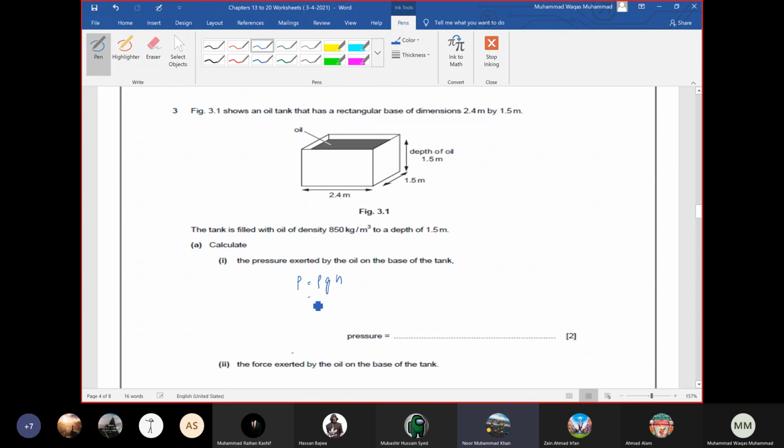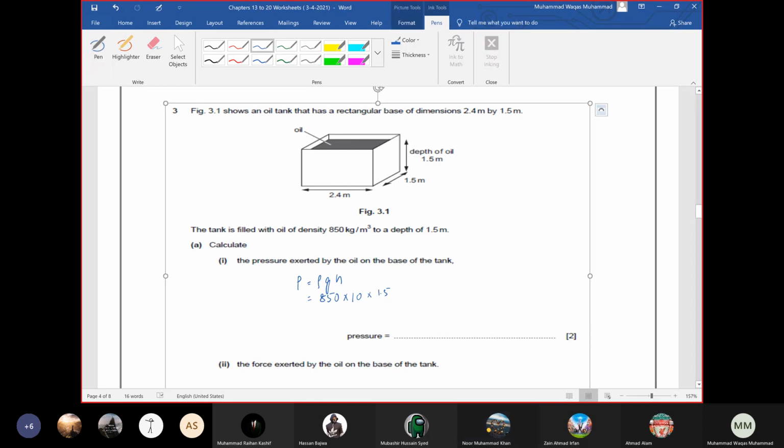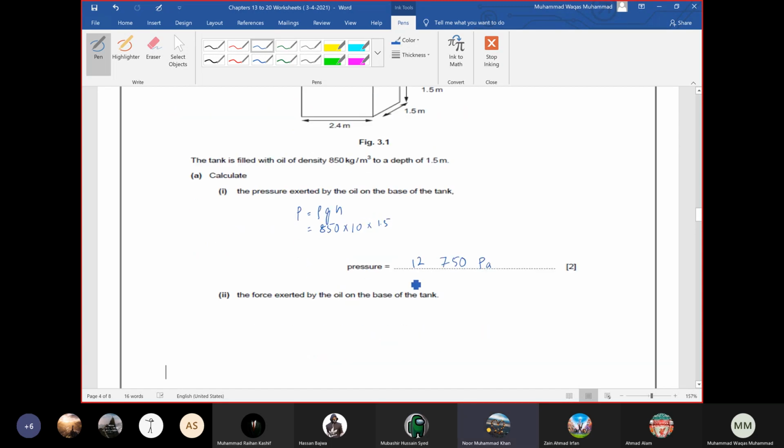So, beta, the density of the oil is 850 kilogram per cubic meter. The value of g is 10 newton per kilogram, or 10 meter per second squared. h is the depth of the oil, 1.5 meters. Beta, if you just multiply these all, what do you get? So 12,750 pascals, right, beta? Yes, sir.